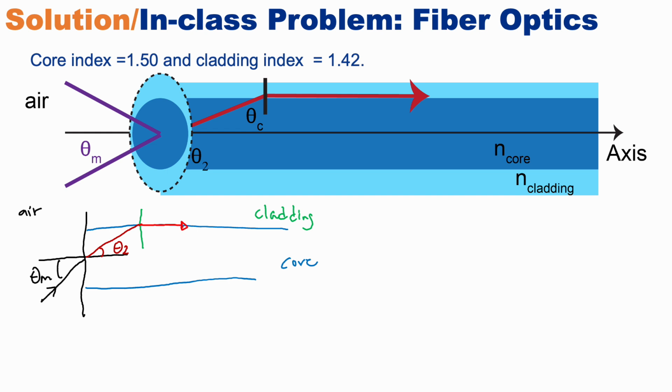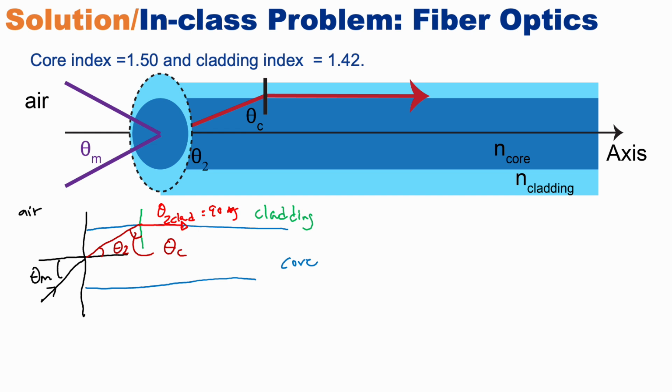and I know that I'm going to have here my refracted angle. So the angle here in the cladding is equal to 90 degrees, and that means that this angle that I have right here is my critical angle. So let's work out the math.